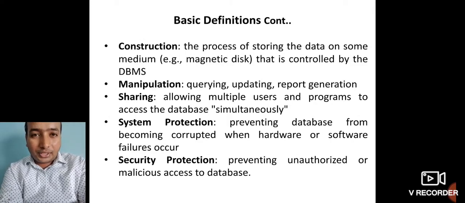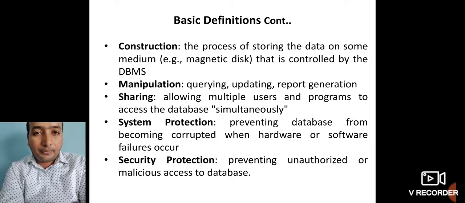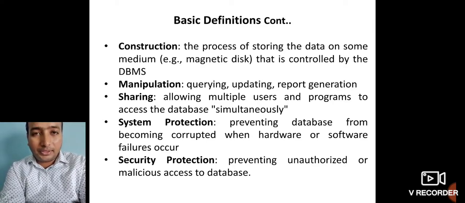Among them, the first one is construction. If a database management system has to be used, the first and foremost thing is that it should allow you to create a new database. Constructing refers to the same process. That is, it is the process of storing the data on some medium. If you are going to store the data, it has to be stored in some medium. You are going to store it in your system. As an example, we can have a magnetic disk used as a storage medium, and that is controlled entirely by your management system, which is nothing but your database management system. So the first functionality of a database management system is construction of a database.